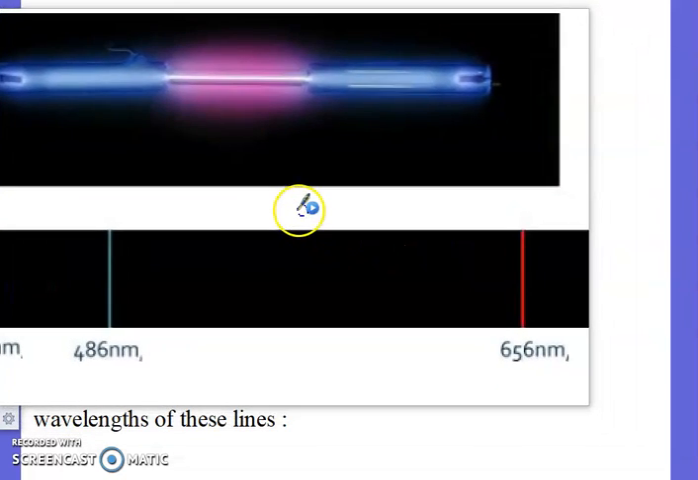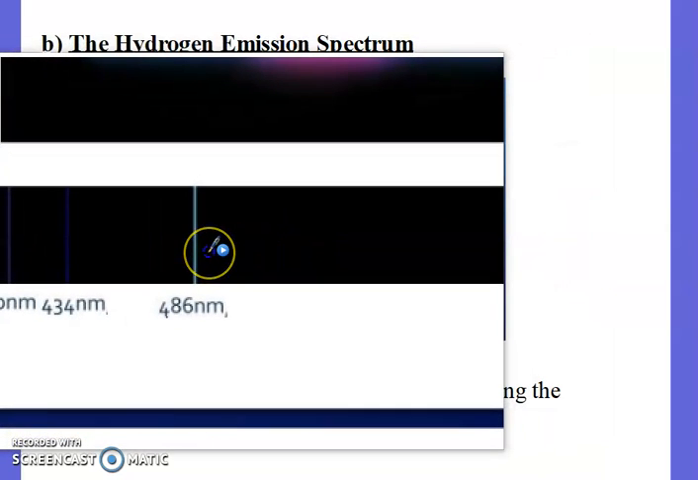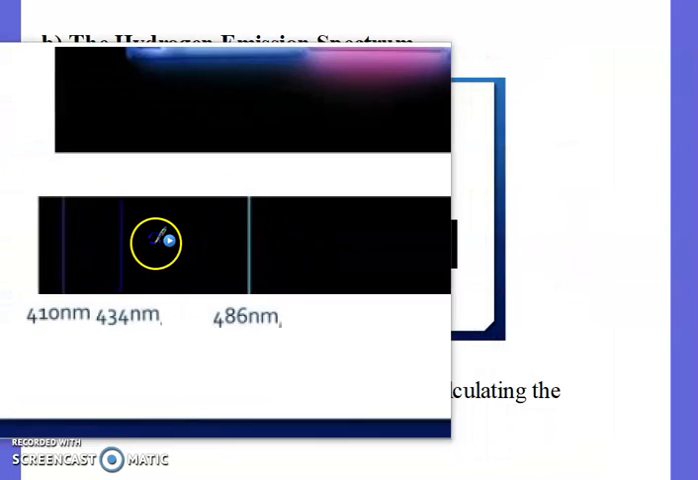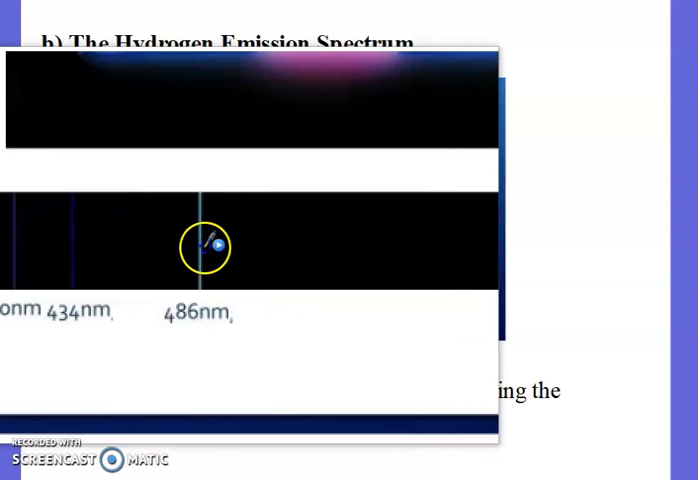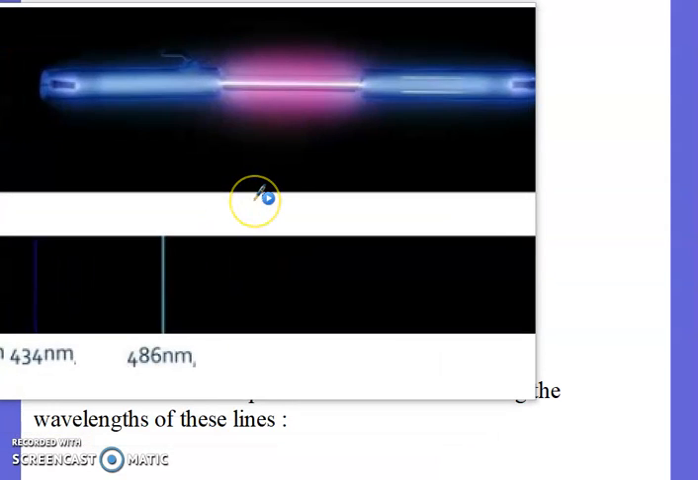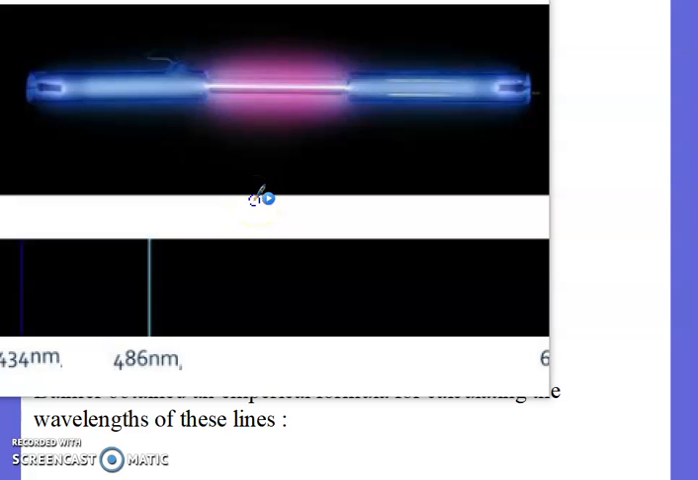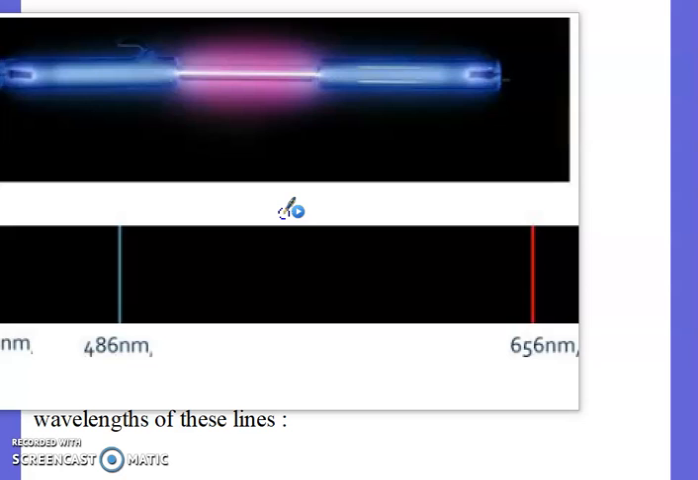Look at the spectrum. You see the red color, blue. Here there is a color between blue and violet, this is called indigo, and this is violet color. Okay? This is the spectrum of the hydrogen lamp. You may use a single slit diffraction pattern or any spectrometer to obtain this spectrum.